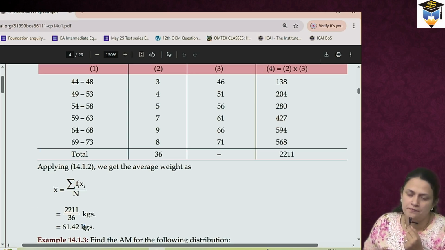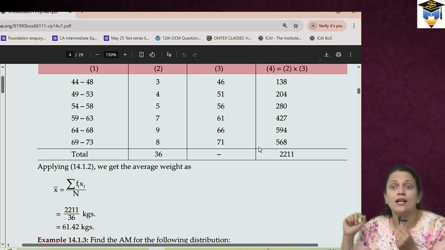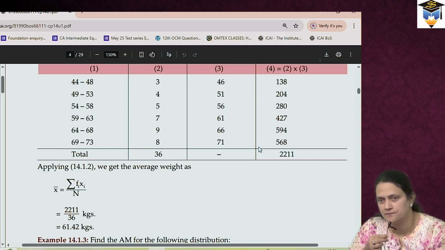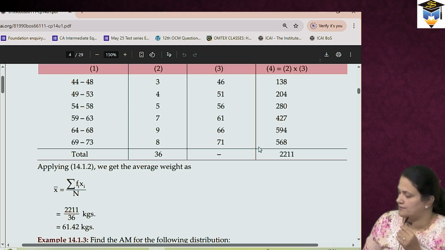Easy? Okay. Because we have taken the mean here in this case. When do we have to make it continuous? When we have to find out cumulative frequency, for that you have to convert it to continuous. Okay.